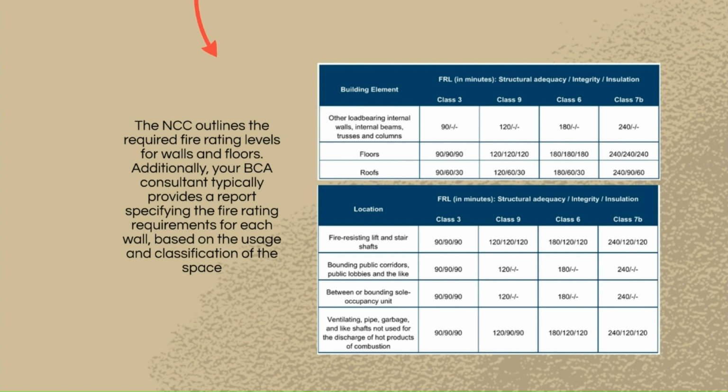And also your BCA guy will probably provide a report for you showing how he classified the building and how he identified each fire rating level for each wall and fire compartment. At the end of the day, you need to send all your wall types when you provide the fire compartment plan to him to review.